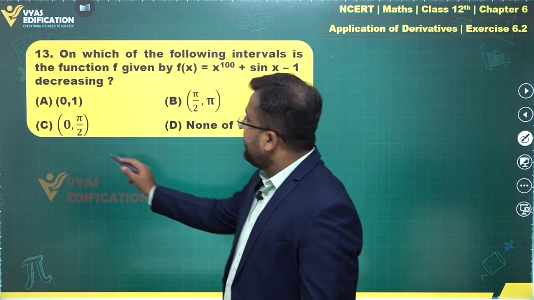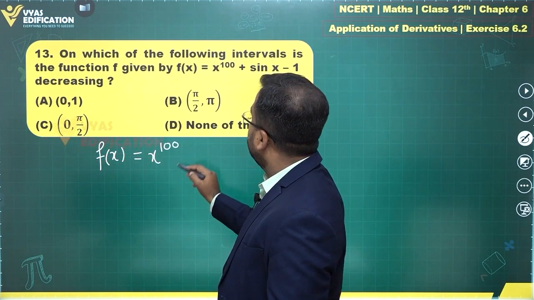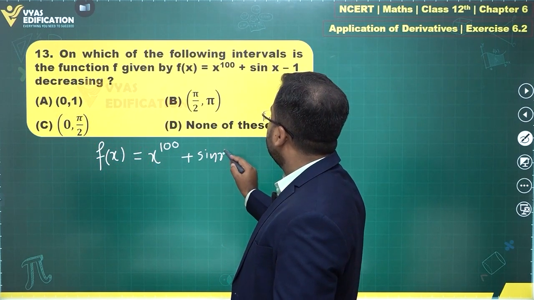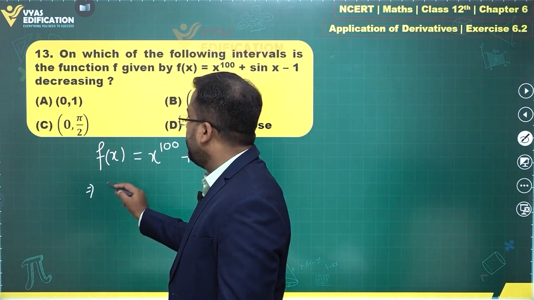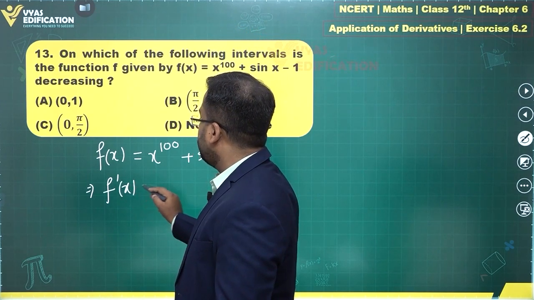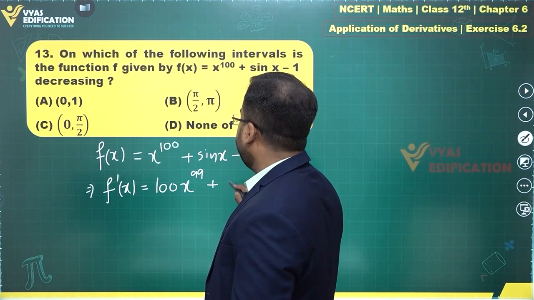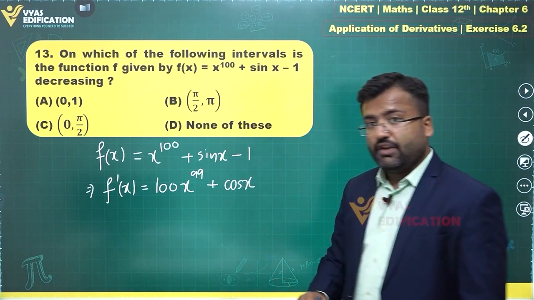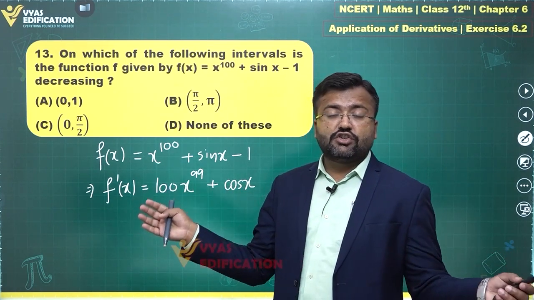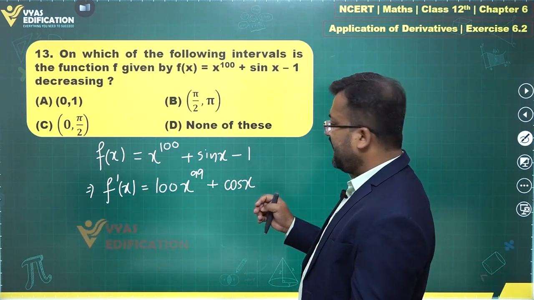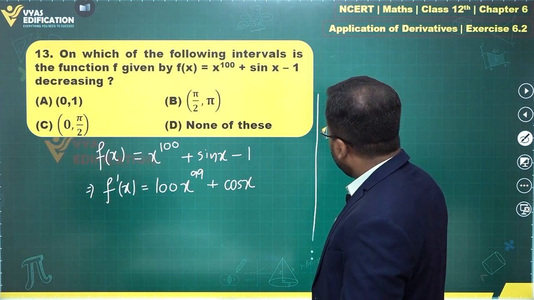Let's see, f(x) is given to be x^100 + sin x - 1. So, the derivative of f(x), that is f'(x), what will this look like? This is 100x^99 + cos x. Now, if you observe, x^99 and cos x are two different types of functions altogether, and actually finding a zero will be very difficult for this particular case. So, what do we do in this case?